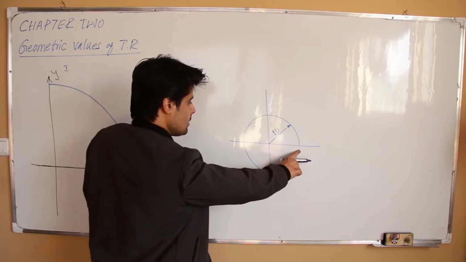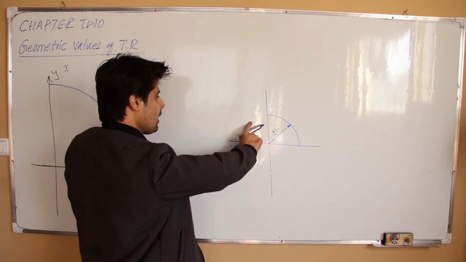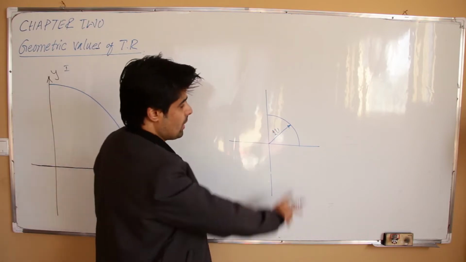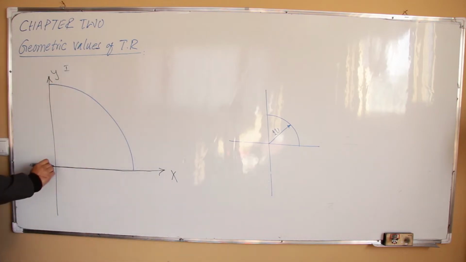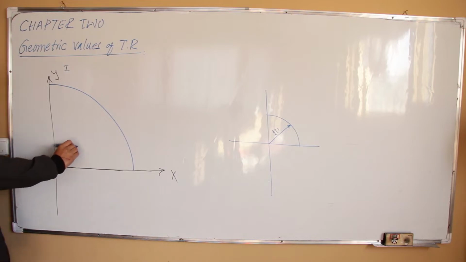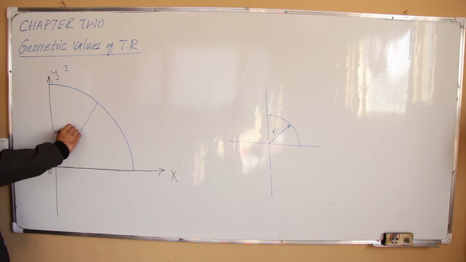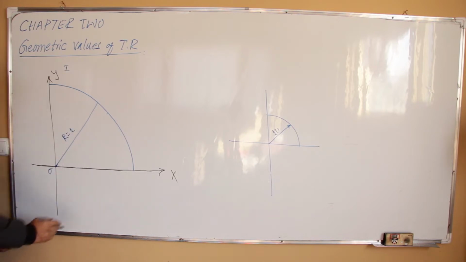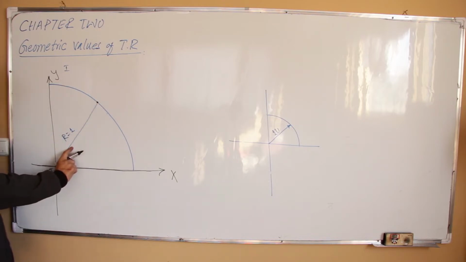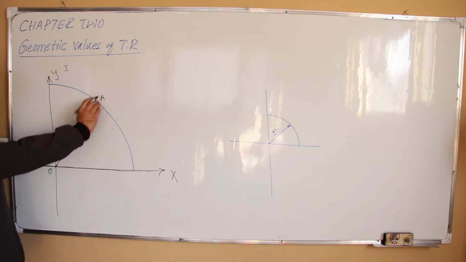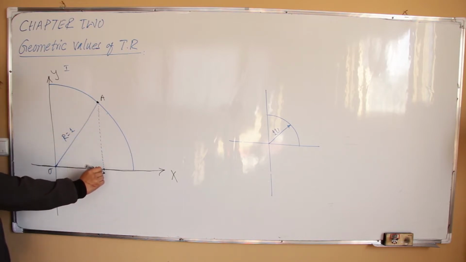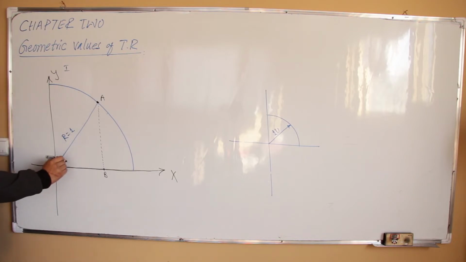Now, I remove these parts and I will prove all the trigonometric ratios in the first quadrant. This is our first quadrant. Now, it is our origin and also the center of the circle. So, this is our radius. Am I right or not? Yes. And radius is 1. Now, the point where the radius touches the circumference, I will name this A. I will draw a perpendicular on the x-axis, which is B. Now here, we have an angle named alpha, which is anti-clockwise.